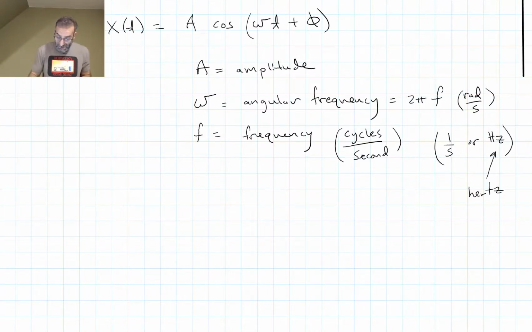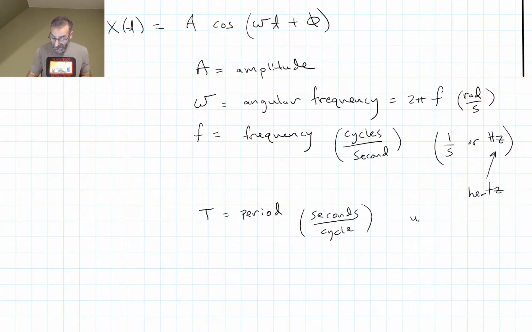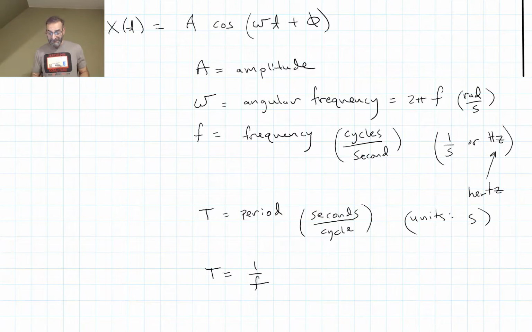We also have the period. Capital T is the period. And that tells us how long it takes our box to complete one cycle. That's the number of seconds per cycle. So the units are just seconds. And because the period is seconds per cycle, and the frequency is cycles per second, you should see the relationship there. One is the inverse of the other.